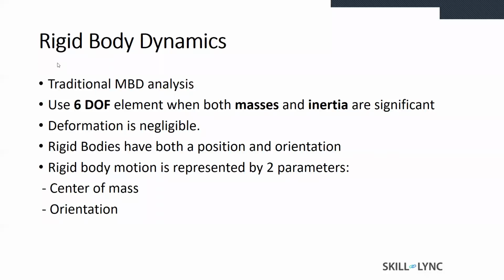If I want to introduce you to rigid body dynamics, it was used traditionally in MBD analysis. A rigid body is a 6 degree of freedom element where both the masses as well as the inertias are significant. But here the deformation is negligible. Hence, it cannot capture large deformations and also the stress and strain effects. Rigid bodies have both a position and orientation, and it's basically represented by two parameters, that is the center of mass and the orientation.